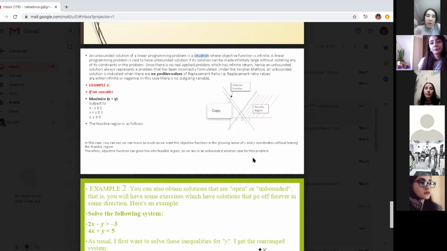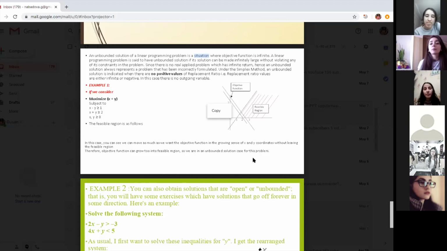An unbounded solution of a linear programming problem is a situation where the objective function is infinite. A linear programming problem is said to have an unbounded solution if its solution can be made infinitely large without violating any of its constraints. Since there is no applied problem which has an infinite return, an unbounded solution always represents a problem that has been incorrectly formulated.